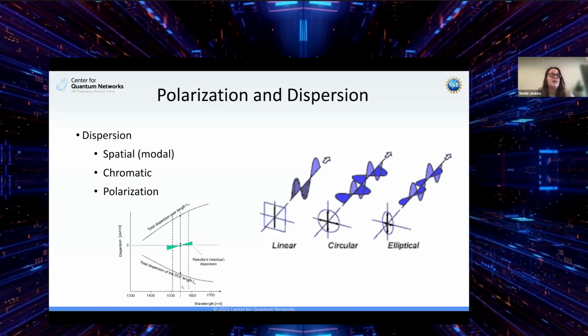You can also, for different types of devices, you can have birefringence, which is where one axis will have a different index of refraction than the other axis. So you can have polarization dispersion, where one of them will be favored on one axis than the other, and they will propagate at different speeds. And then there's also modal dispersion.